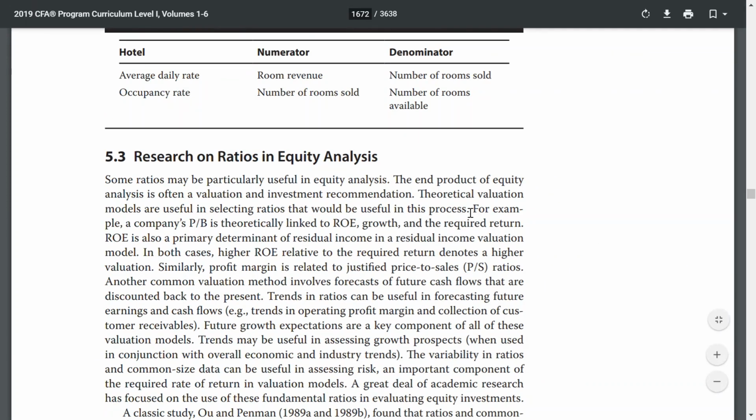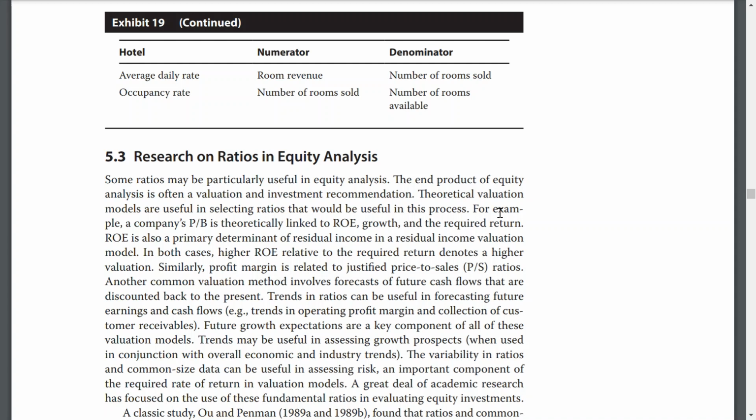Research on ratios and equity analysis. Some ratios may be particularly useful in equity analysis. The end product of equity analysis is often valuation and investment recommendation. Theoretical valuation models can be useful in selecting ratios that would be useful in the process.